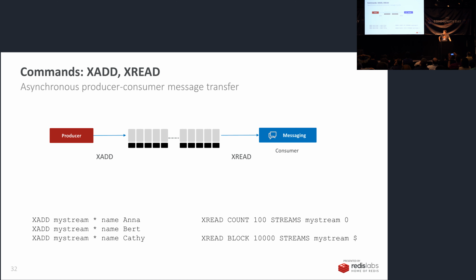All right, so here's the example. Again, fairly straightforward. xadd, you name your stream. You give it a number sign.